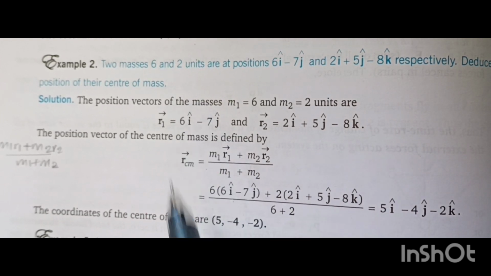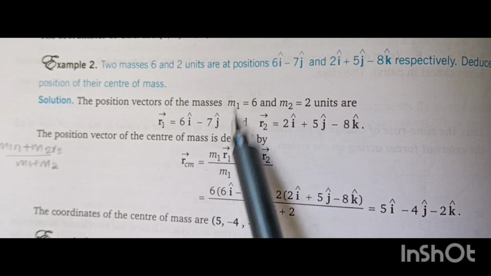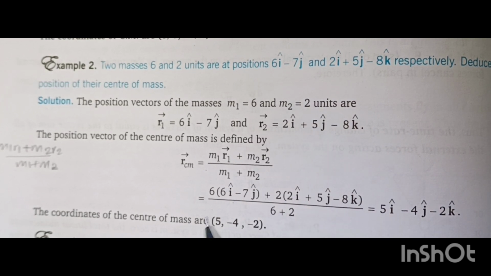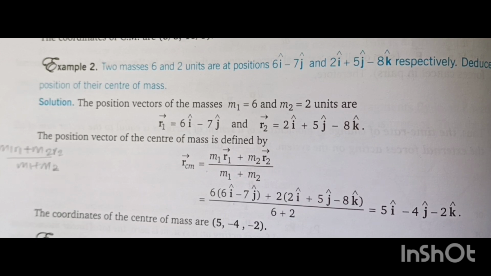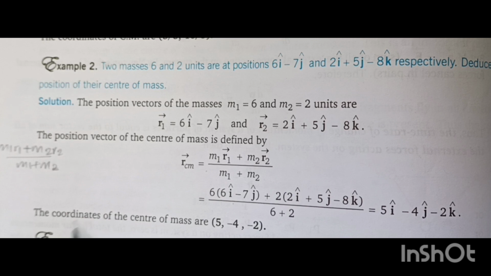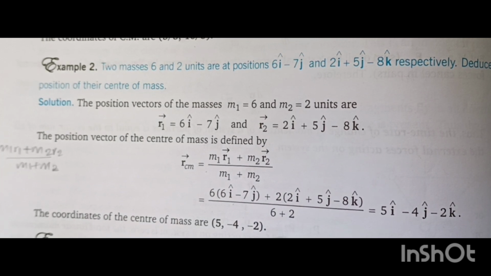The value of M1 is 6, the value of M2 is 2, and the values of R1 and R2 are written. We are just multiplying and calculating the answer. So the final answer is 5i cap minus 4j cap minus 2k cap. So the coordinates of center of mass will be 5, minus 4, minus 2.